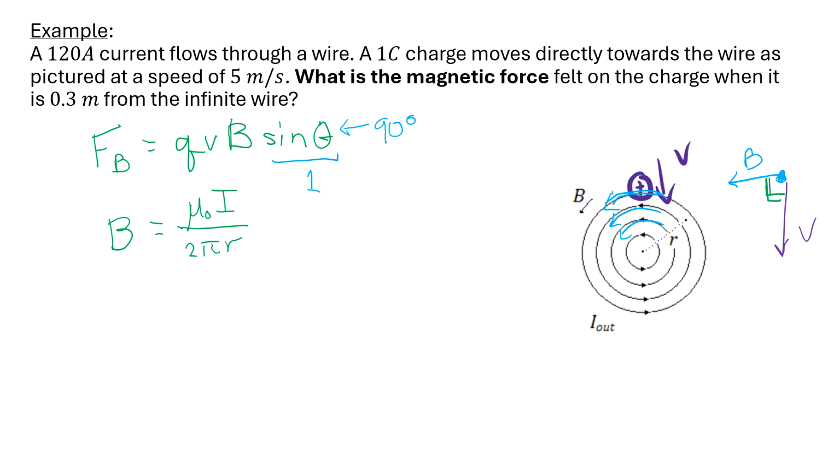If the angle was 0, that means that the magnetic field and the velocity were aligned, then that would be a sine of 0, which is 0, and there would be no magnetic force. Okay, and so let's double check that we have everything.